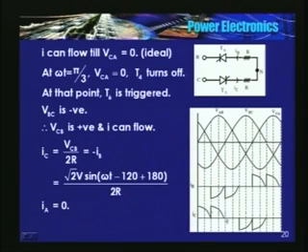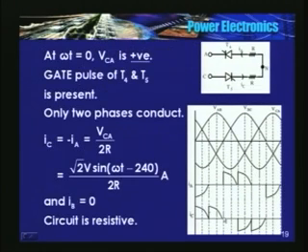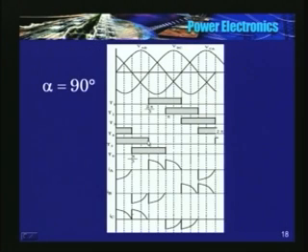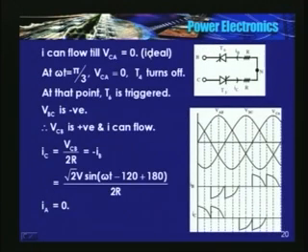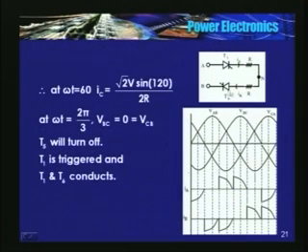So till here I have shown the gate pulses for T5. See this figure. See here. At this point I have shown the trigger pulses for 5. And at that point T1 gets triggered. T1. 1 and 6 will conduct. Voltage is VAB. See, I will show you. 1 and 6. Same thing that we did for 4 and 5, 5 and 6, and 1 and 6. So at any given time only two thyristors are conducting, where alpha is equal to 90 degrees.